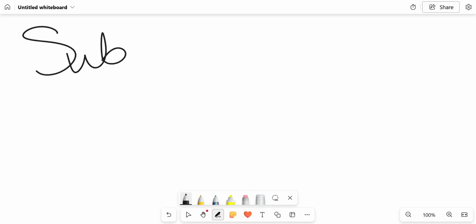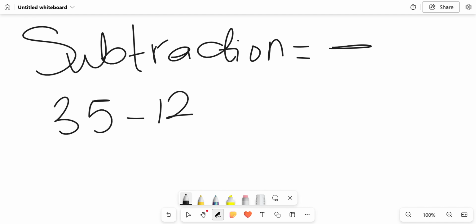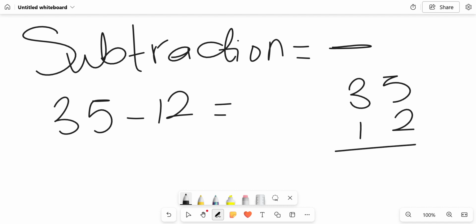So subtraction, which is spelled like this, means taking one number away from another, and the symbol for subtraction is this dash sign. Let's take, for example, I told you to subtract 12 from the number 35. So we'll do this and add our subtraction sign. So 5 minus 2 is 3, and 3 minus 1 is 2. So our answer is 23.